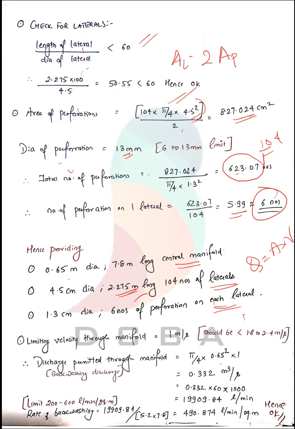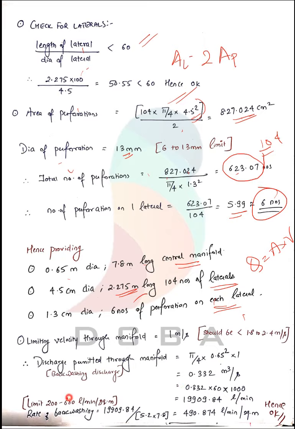This is the backwashing discharge, and it is equal to 0.332 meter cube per second, which is equal to 0.332 into 60 into 1000 liters per minute. Now this will give you liters per minute. We have our limit, which now comes out to be 19909.84 liters per minute.